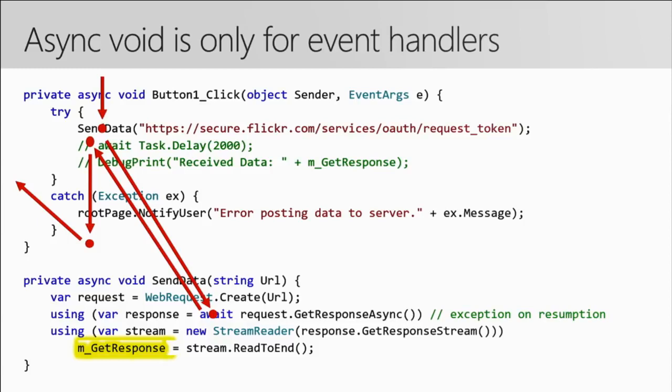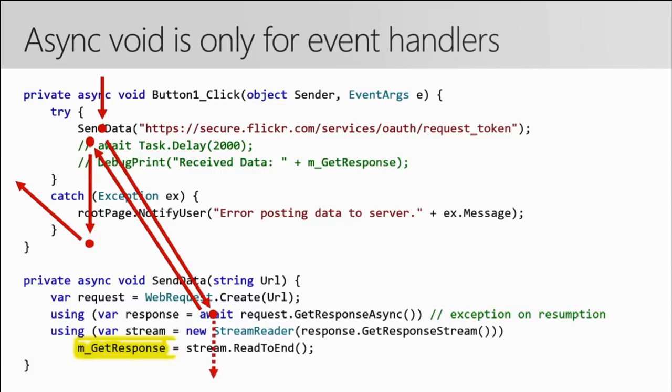If there is an exception in getResponse async, it does not get handled in button one click. Button one click is finished executing. The try-catch block is not valid anymore. It's done. So it doesn't get caught there. Instead, the exception gets passed to the OS. Depending on which OS you're using will depend on what happens. On Windows desktop, it'll crash the application. On Windows Phone, it generally just eats the exception and keeps running. Doesn't work right, but it keeps running. That's just what Windows Phone does with unhandled exceptions. So that's what you get is an unhandled exception.